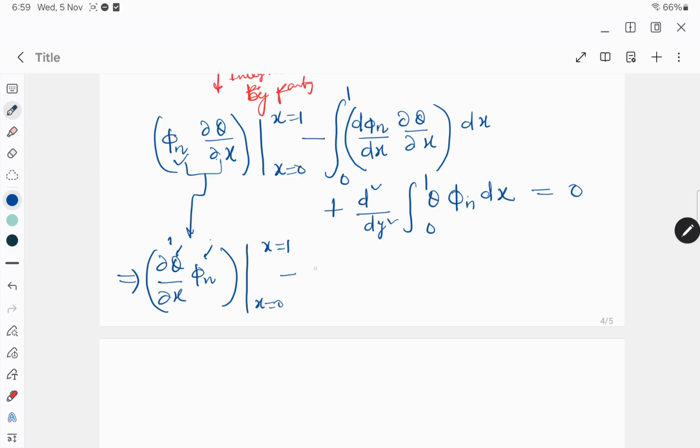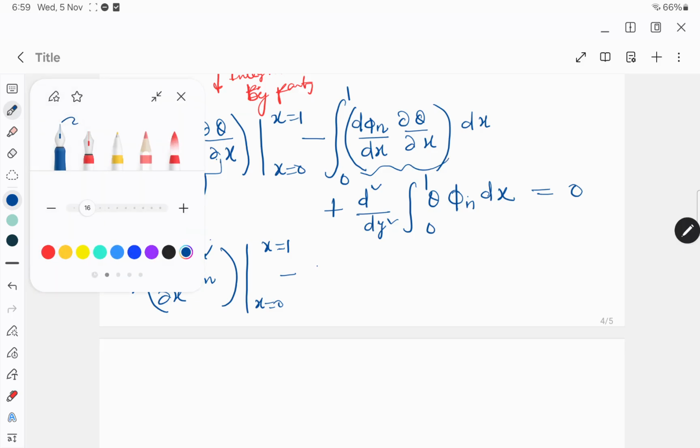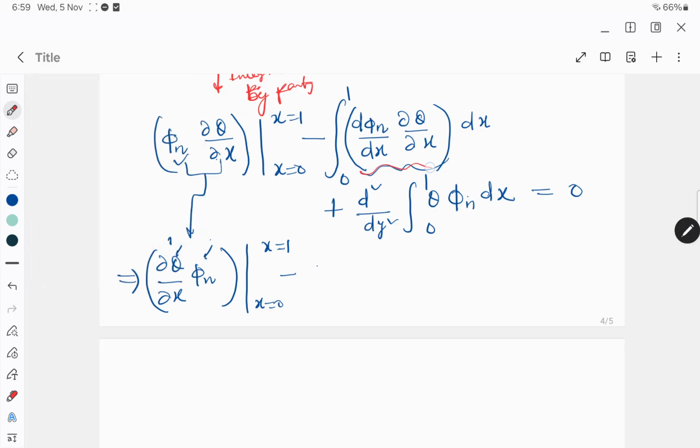Minus this, you will integrate again by parts. This is the second time you will be integrating by parts. So what you will get: suppose we have taken theta as second, and phi n as first.